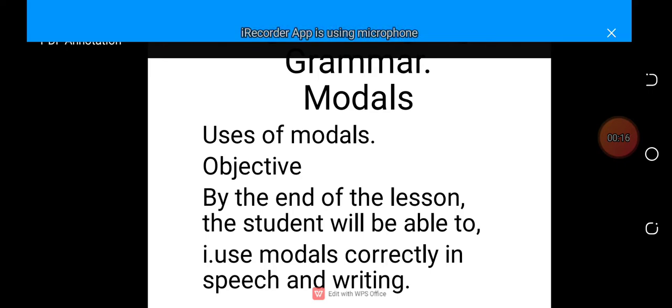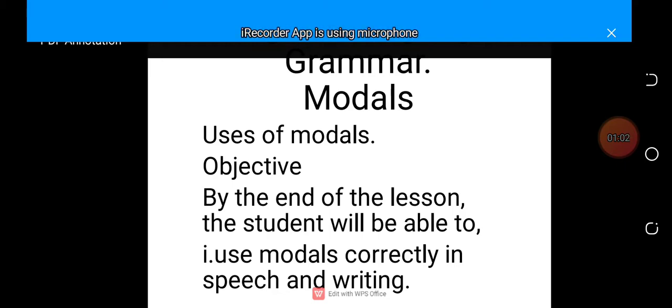We are going to look at modals under grammar. This is a continuation of what we started last week. Last week, we looked at other forms of modals. We looked at how modals are used. For today's lesson, we are going to look at the various forms of using modals.